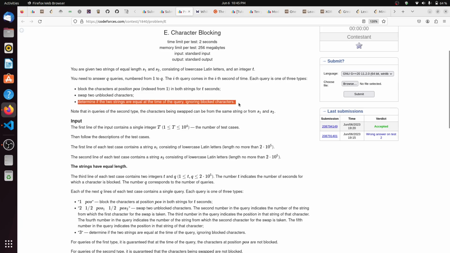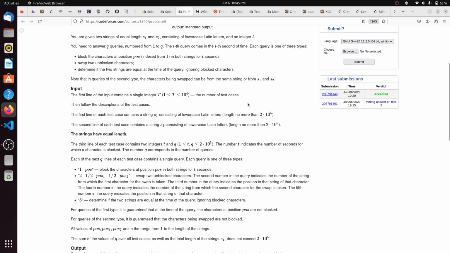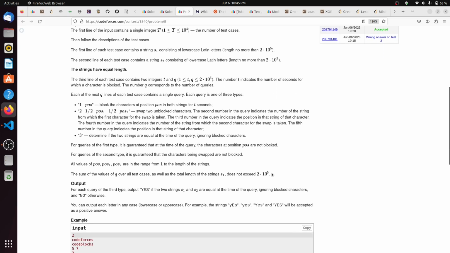And the third type of query will ask us whether the two strings are equal or not if we ignore the blocked characters. Which basically means if we don't consider the blocked characters, are the remaining characters equal to each other in both strings? If they are equal, we print yes, and otherwise we print no. So we only have to output for the third type of query, and the remaining two are kind of processing queries.